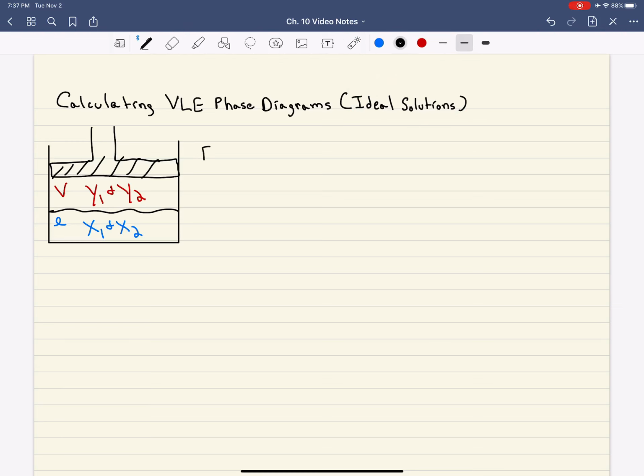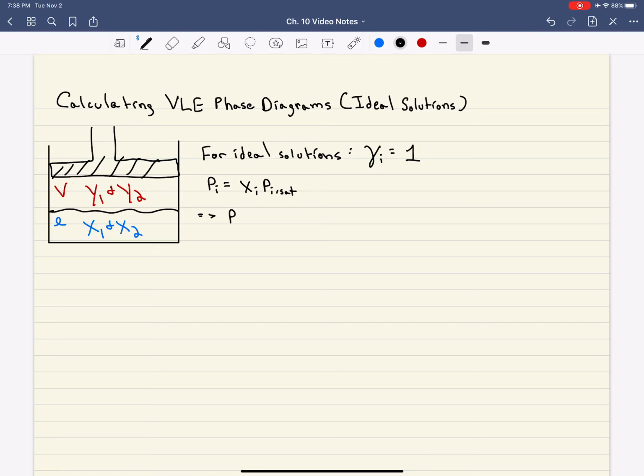And so if we're dealing with an ideal solution, mathematically that just means that our activity coefficient is going to be equal to 1. And so if our activity coefficient is equal to 1, then what we get is that the partial pressure of the species i in the mixture, in the vapor phase, is just going to be equal to x_i times the vapor pressure of that species.